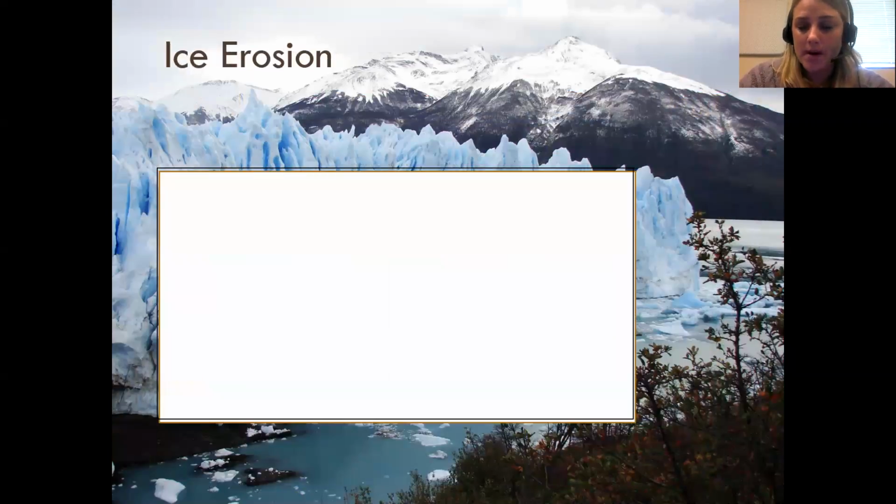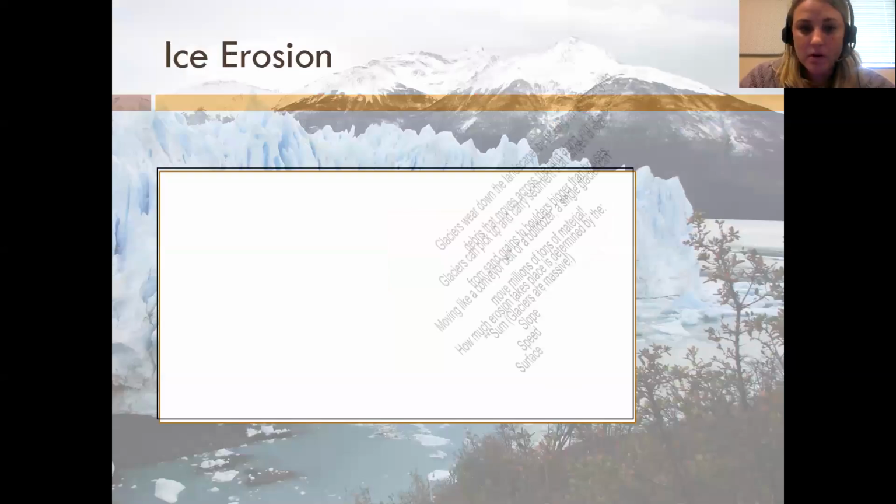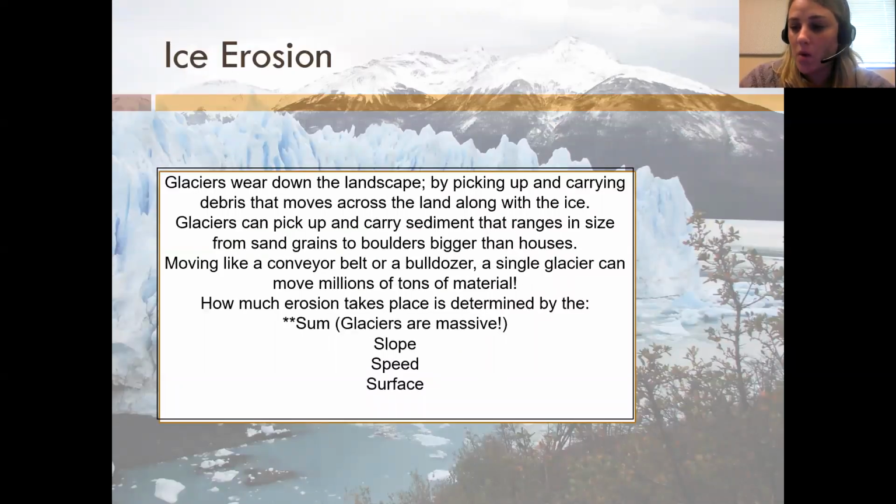The next type we're going to talk about is ice erosion from glaciers. So glaciers are going to wear down the landscape. They are able to pick up and carry debris, and they're going to be able to move it over very long distances. Now, think about how large a glacier is, and as it moves along, what it's capable of moving. So it moves like a conveyor belt, and as it does, it can move millions of tons of material.